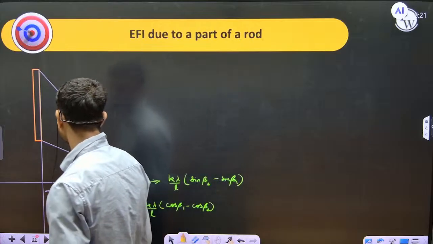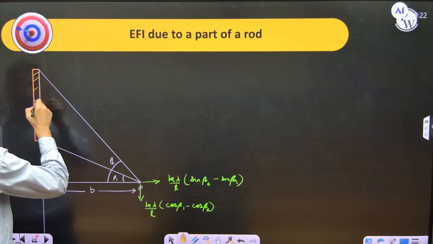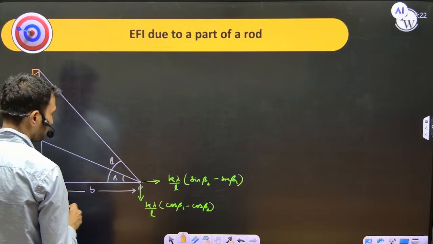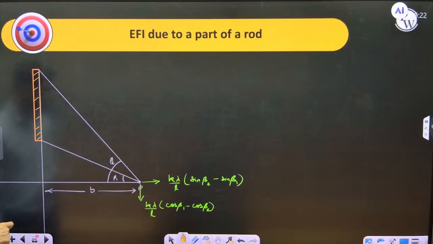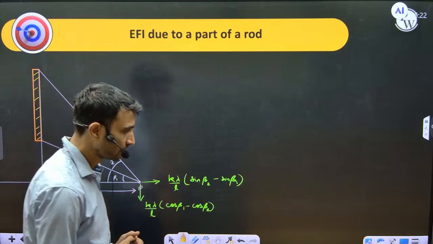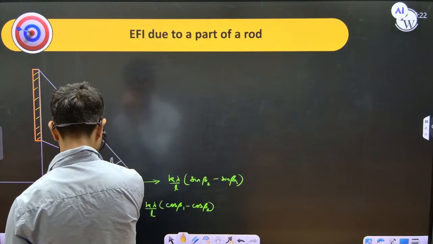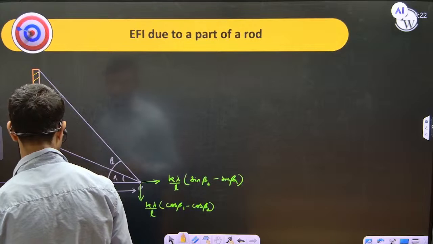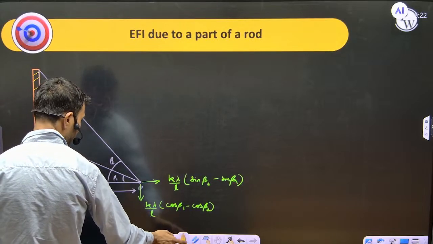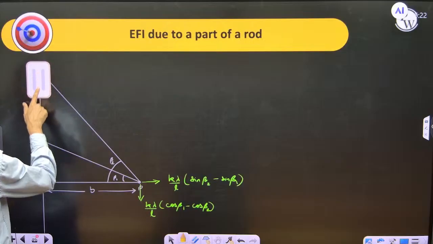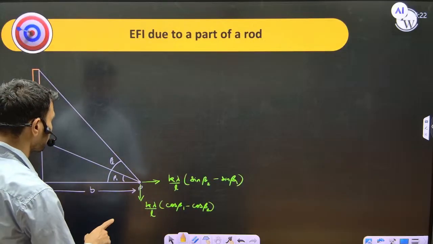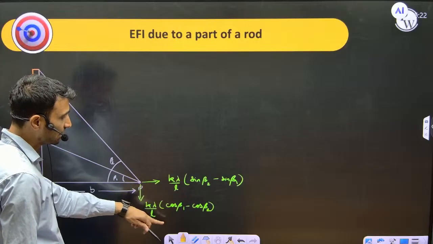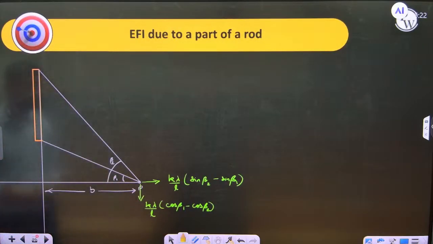So you can take this as a formula. What will be the electric field due to this part of the rod at this point? So this is how you find it out. And let us see how it is derived, right? So let's try to find out how it is derived. You have to prove this result. So how do you prove this result? Let's see.